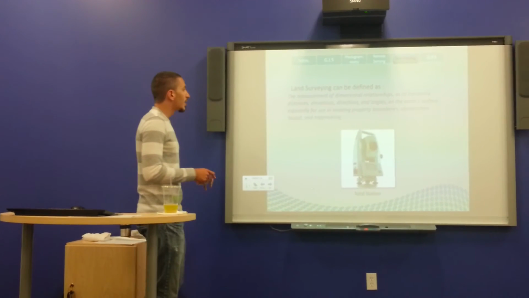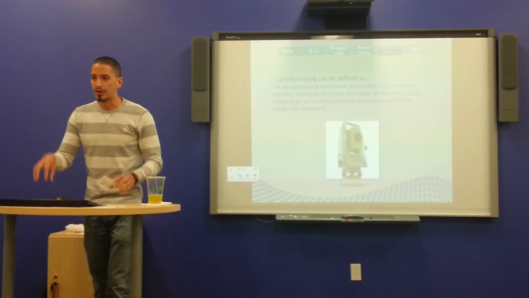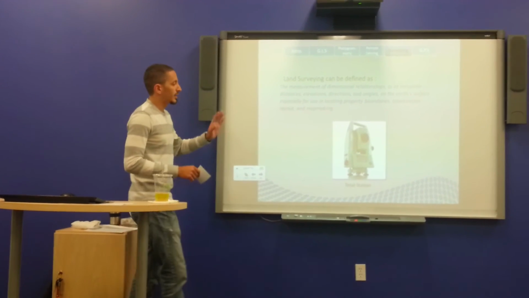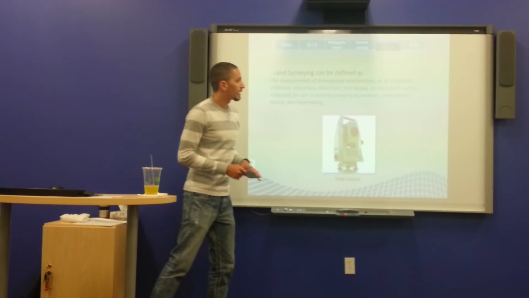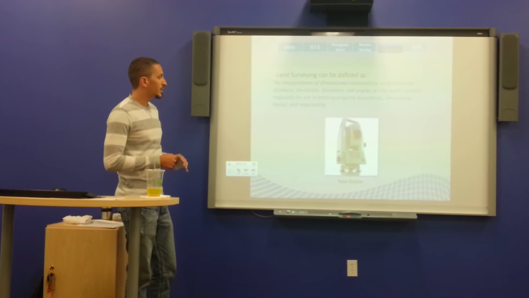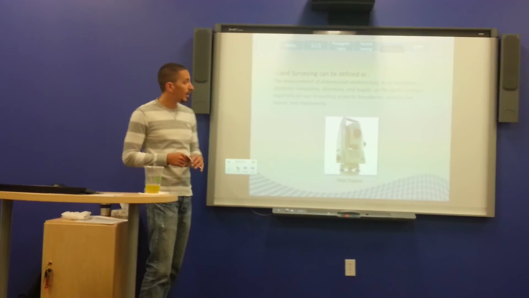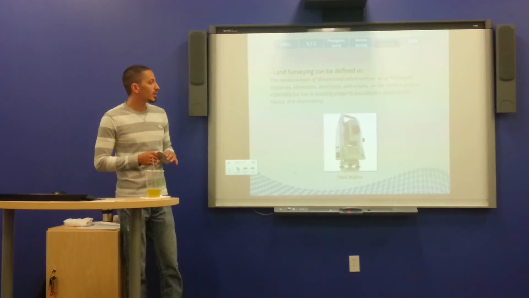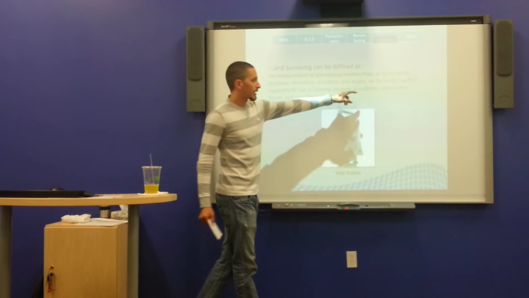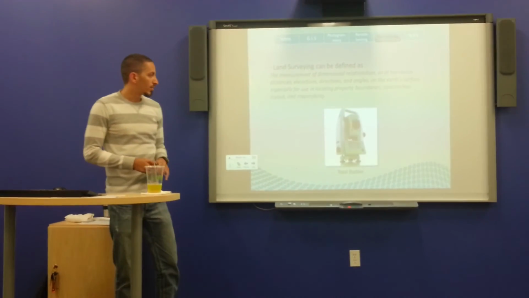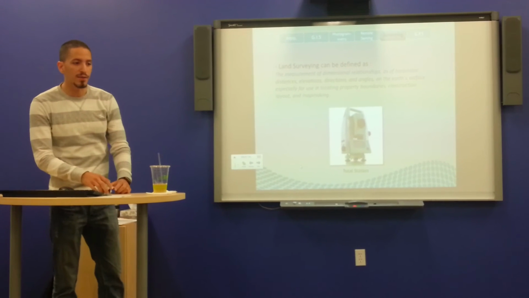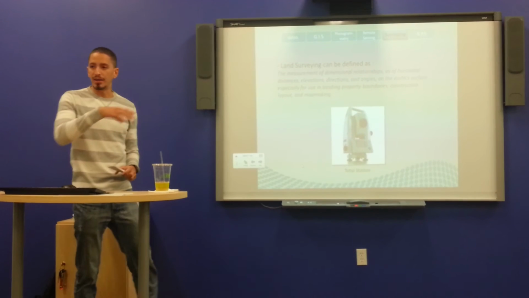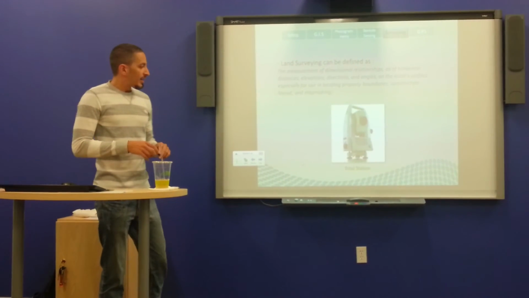Land surveying. It's taking measurements of the Earth by devices upon the Earth. It's defined like this: the measurement of dimensional relationships such as horizontal distances, elevations, angles, and directions on the Earth's surface, especially for locating property boundaries, construction layout, and map making. To survey an estate, we use a total station to take the dimensions.